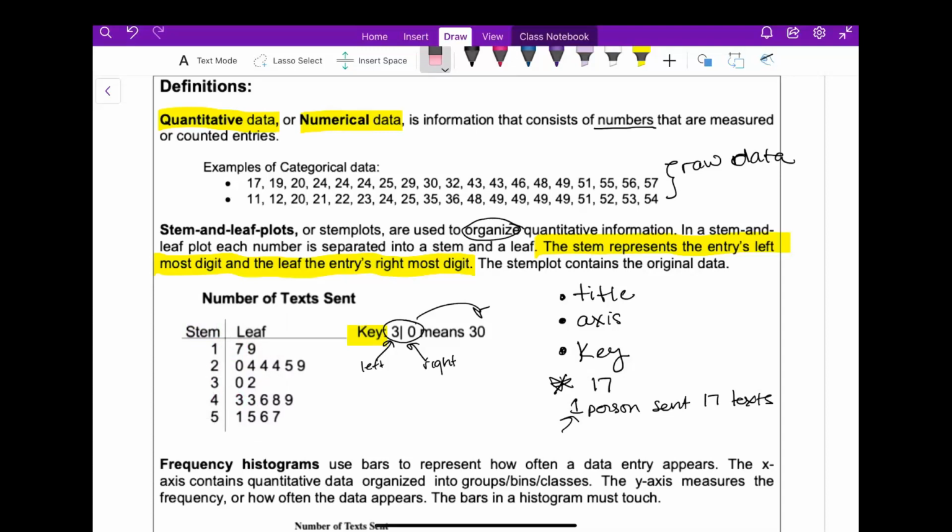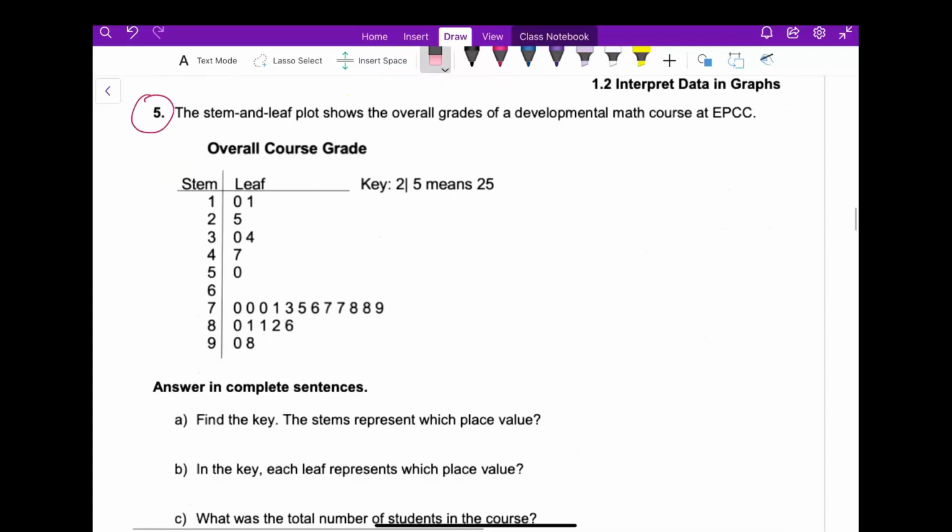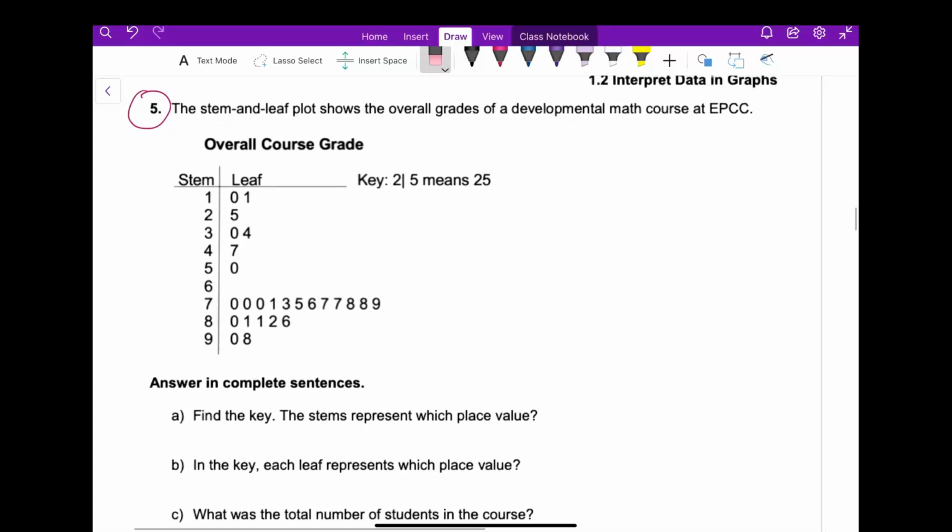Great, I kind of feel ready to keep going. I'm not going to talk about the frequency histogram yet. Let's go into the stem and leaf plot. So the stem and leaf plot shows the overall grades of a developmental math course at EPCC. Okay, so overall grades of somebody taking developmental math. So first thing I do, I read the title, overall course grade. Okay, there's no axes, and then the key.